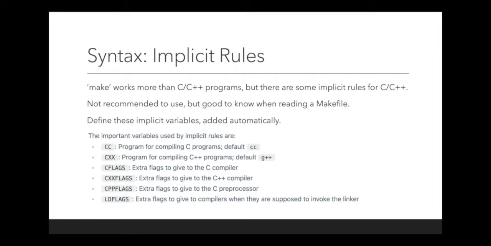Make works for more than C programs, but there are some implicit rules for C or C++. It is not recommended to use, but good to know when reading a makefile. Define these implicit variables, and these variables will be added automatically if we don't explicitly define a rule. And you can read the 6 implicit variables and what they mean.